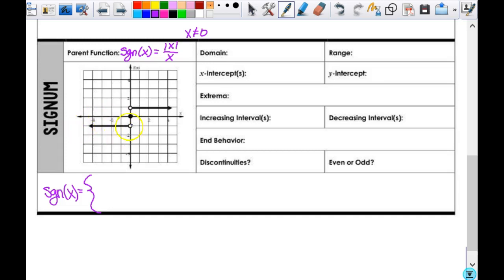This is a horizontal line, so y equals -1. But y doesn't always equal -1. It only equals -1 when x is less than 0. y equals 0, but only when x equals 0. And y equals 1, but only when x is greater than 0. So there are our pieces, right?